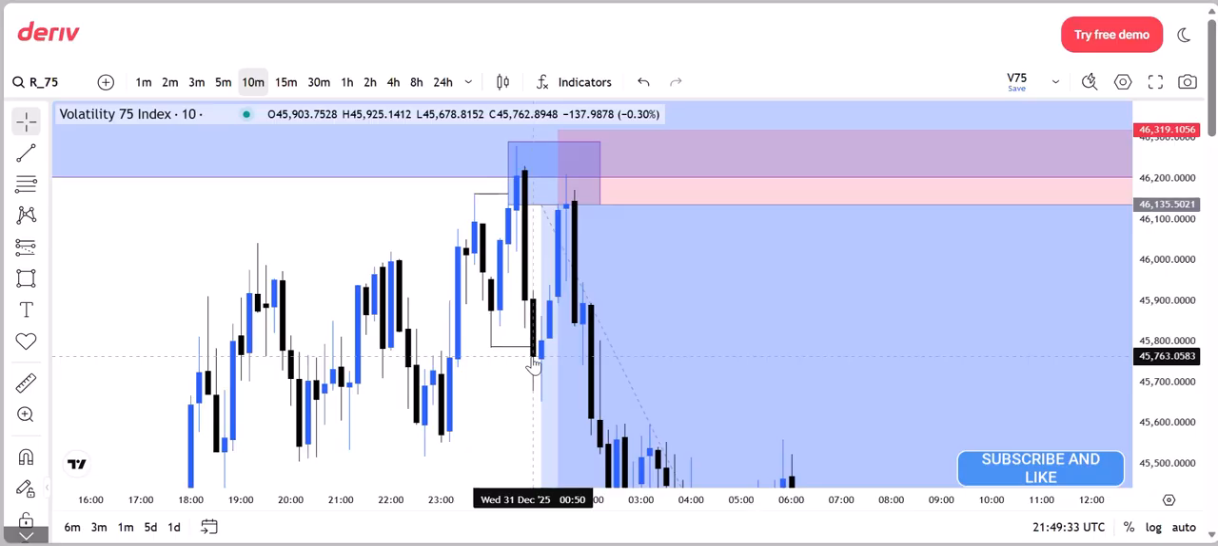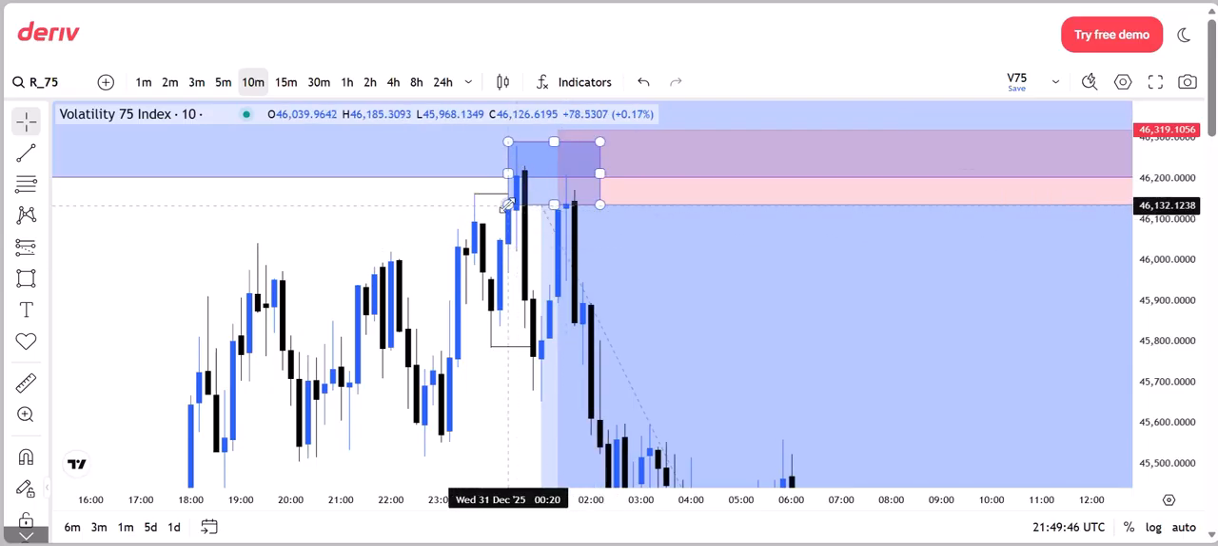Okay, this was not just a wick, this was a full-bodied closure below this previous low. So there was a break of structure to the downside. So we waited for price to come in and tap into the zone that caused the break of structure. So in this case, remember, this is entry in the 10 minutes time frame.